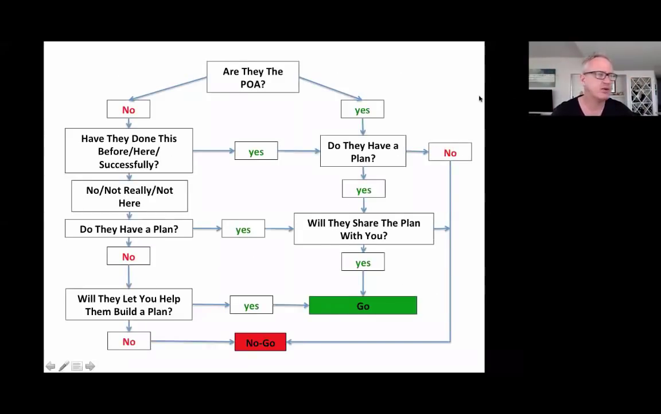This one I'm not going to go into. I don't have as much time, but I'll send it along as well. It's a little flow chart.